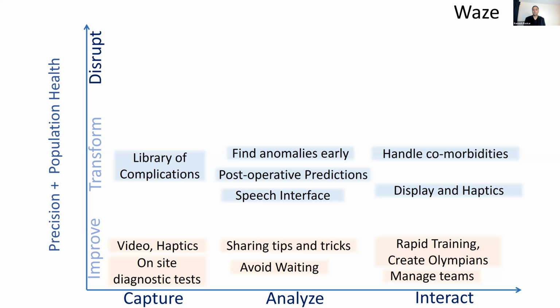In terms of capture, we'll capture the library of complications, millions of surgeries done before. Analyze, we can find the anomalies early and also predict what could happen after the surgery is done, and interact with the surgery, not just with the scalpels and the tools, but also with speech. And in some interaction, we might be able to handle comorbidities.